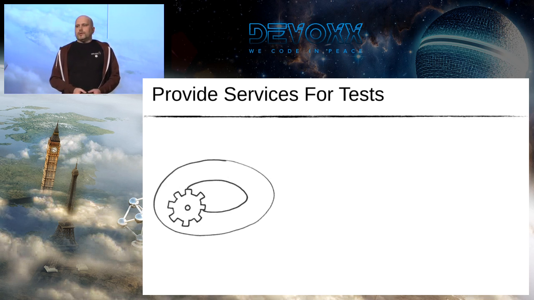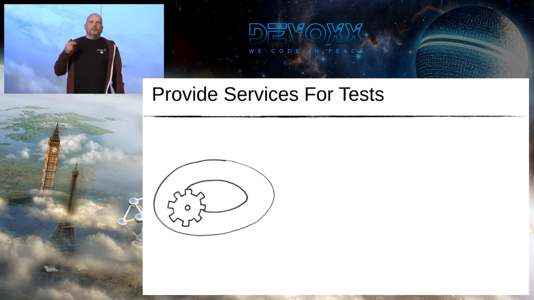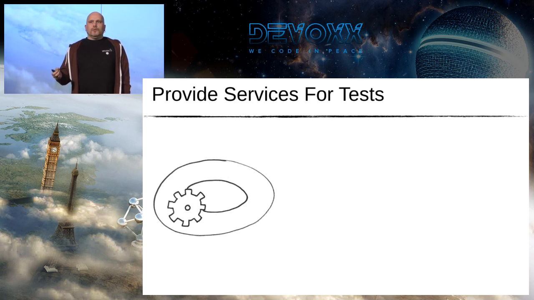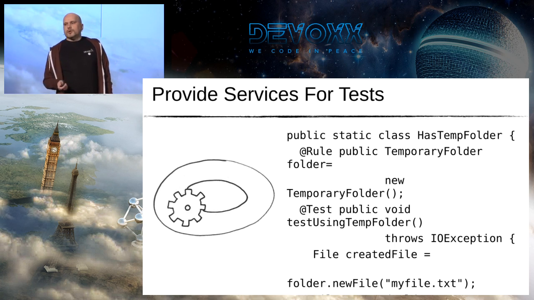The last use case is to provide services for your test. For that, we have to realize our rule ends up as a field in my test class, so my tests have access to that rule. So I can provide some kind of data, some kind of information through the rule to the test. An example, again, straight from JUnit, you don't have to do anything for that, is the temporary folder rule. It creates a temporary folder and allows you to easily create new files, new folders, and takes care of the cleanup after your test. Really nice feature.